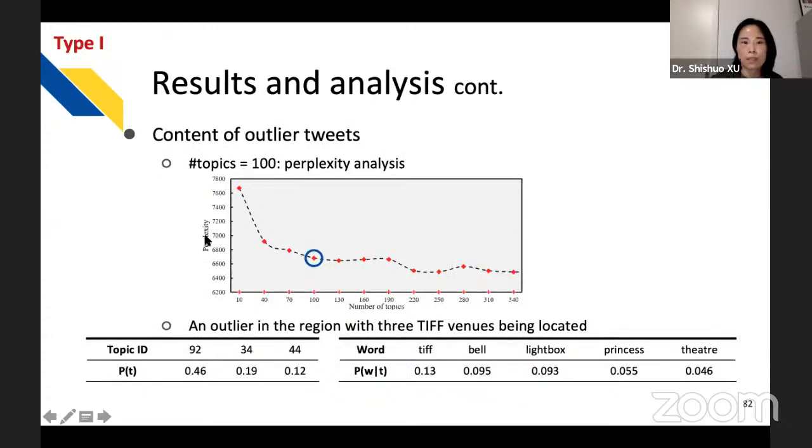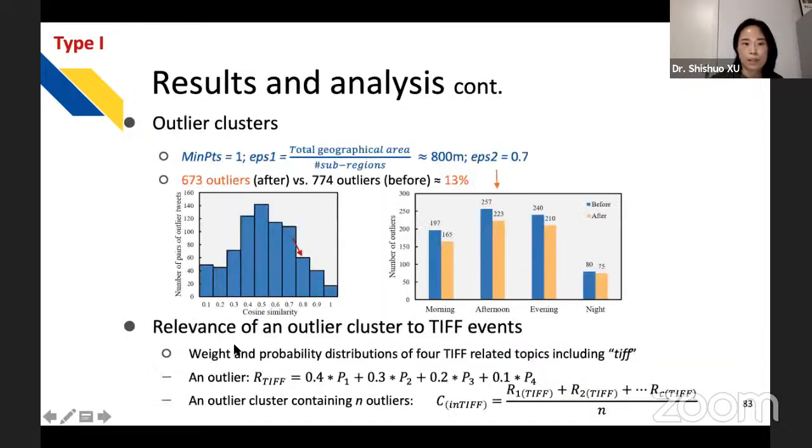And by analyzing the content, here is an example. From the topic and the word distribution, we may find this event is very closely related to the Toronto TIFF event. Then we cluster the detected events into event clusters to better estimate the event location and time.